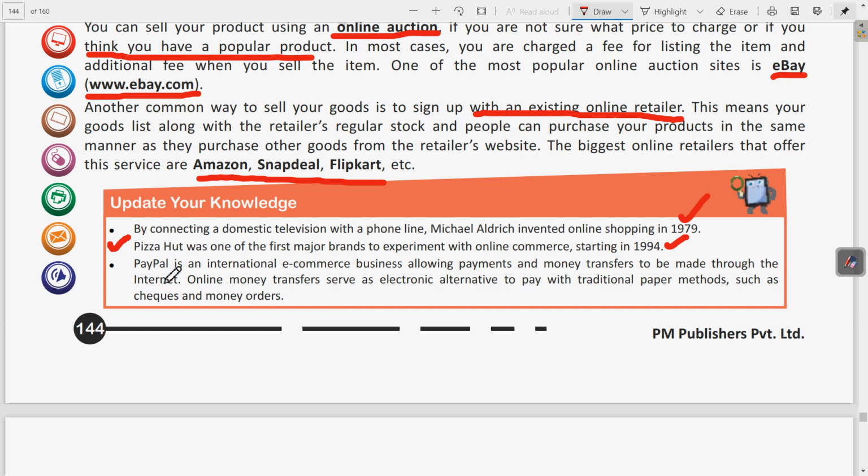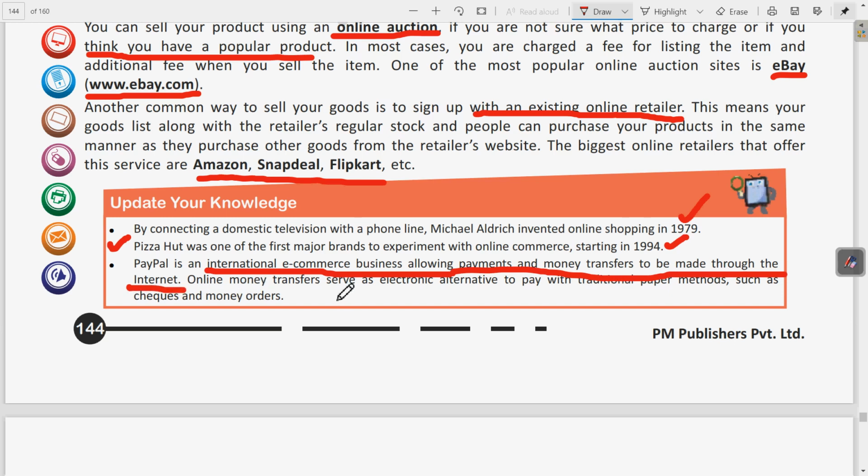Then next, PayPal is an international e-commerce business. In this chapter we have also discussed that PayPal is a payment method. So here PayPal is an international e-commerce business allowing payment and money transfer to be made through the internet. Clear? So this is a way of digital payment.